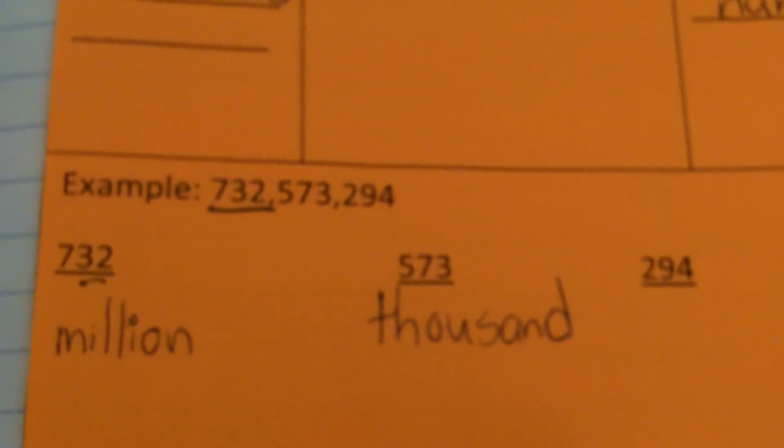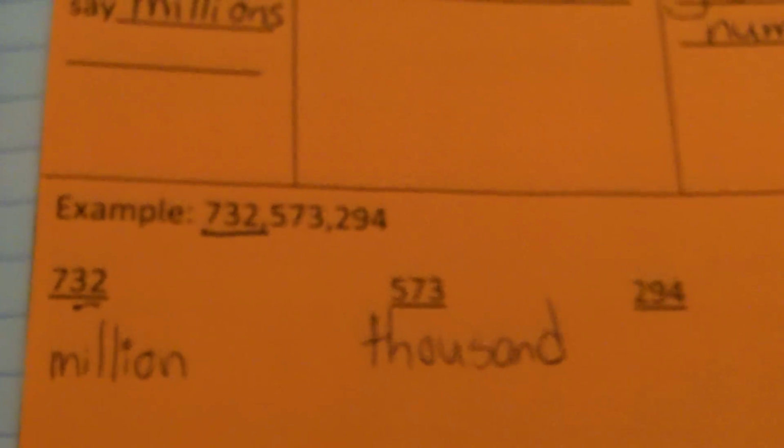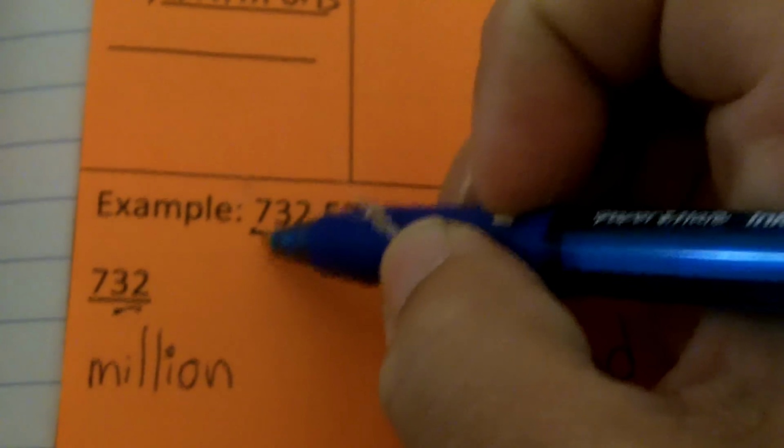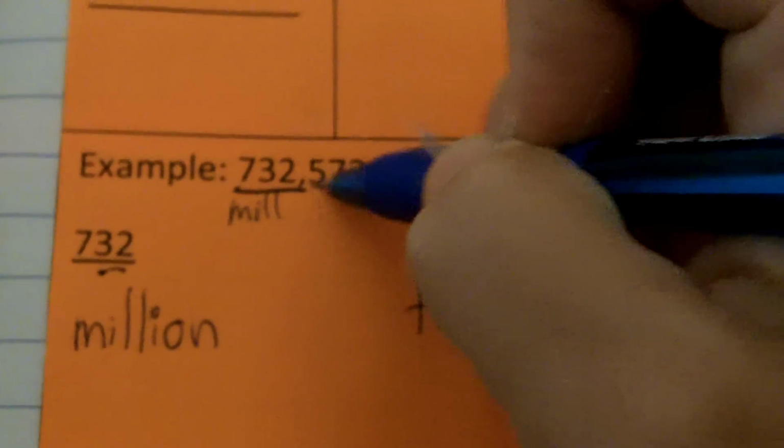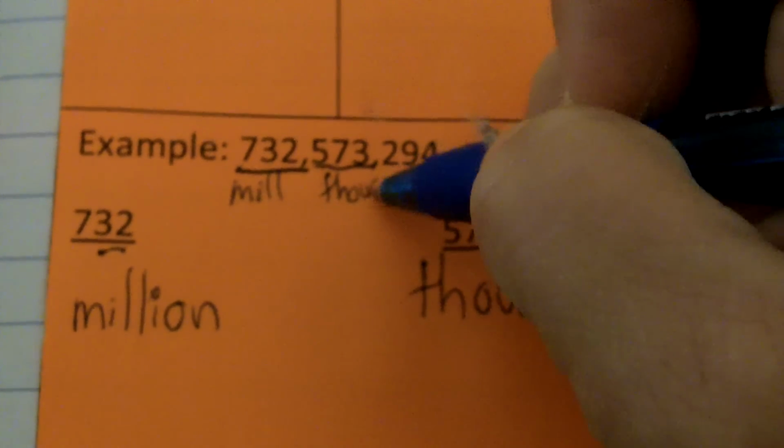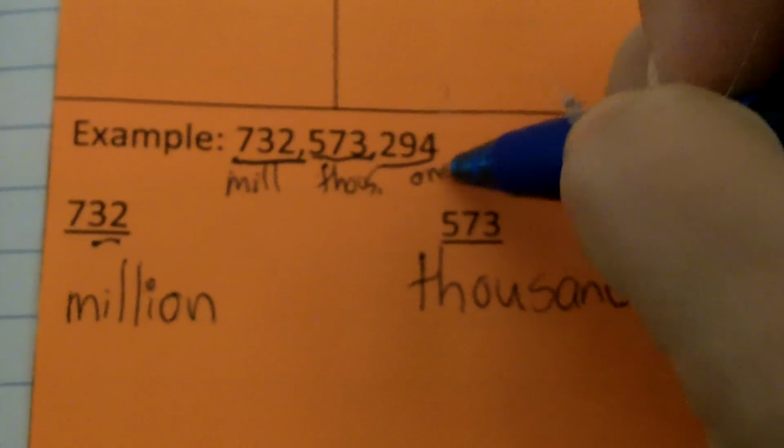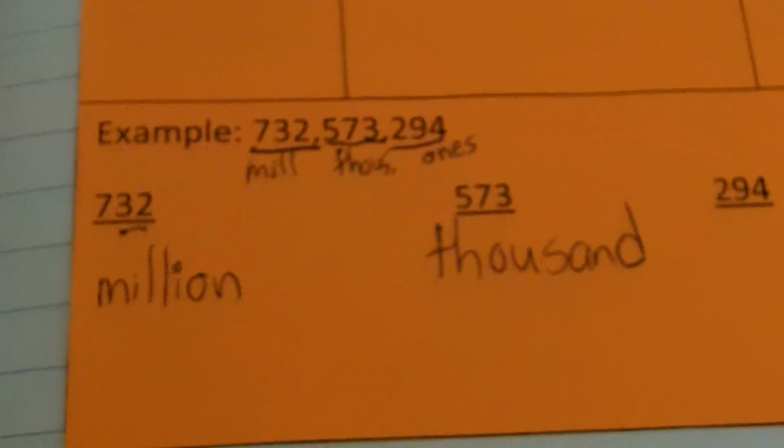732,573,294. It helps me to read long numbers by breaking them up into periods: the millions period, the thousands period, and the ones period. At the back table, we're going to make a flip book to talk about these different periods, and we're going to practice reading some of these numbers.